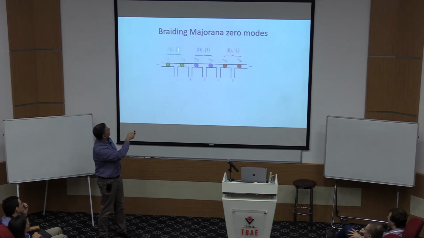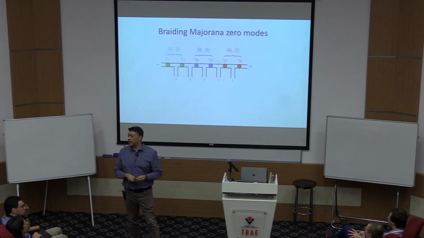Every two, I have to write a two-state system, right? Gamma 1 and gamma 2, even fermion, odd fermion. Gamma 3 and gamma 4, even fermion, odd fermion. Gamma 5 and gamma 6, even fermion, odd fermion. They all have their states.